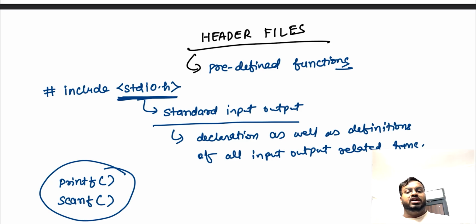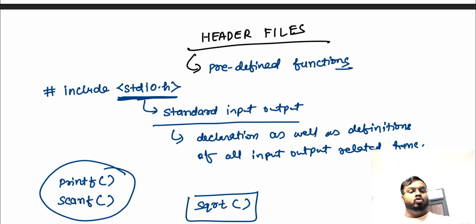For example, there are some mathematical functions like square root that are already predefined. If you want to use this function, you will have to include the respective header file. For example, to use square root, you will have to include the math.h header file. Header files are like a toolbox: if you want to use a particular tool, you take it out of the toolbox and use it. The functions are the tools. If you want to use a function, you can directly use it; you just have to include the respective header file.